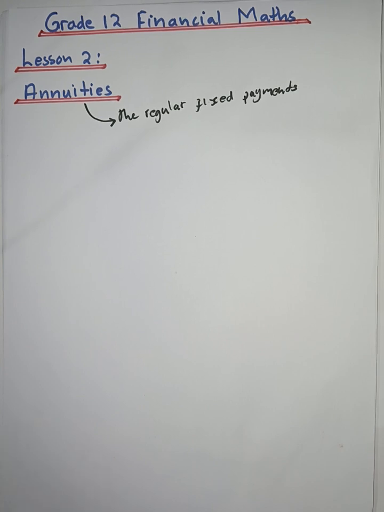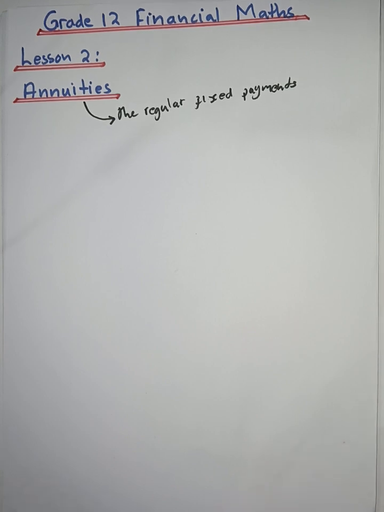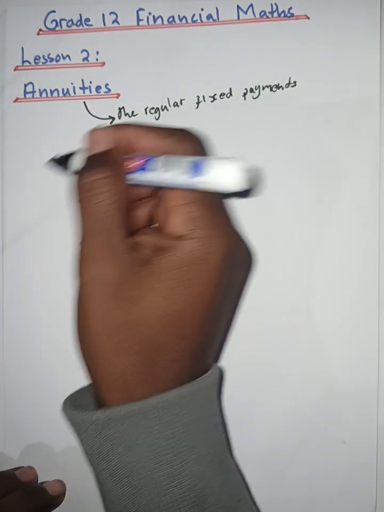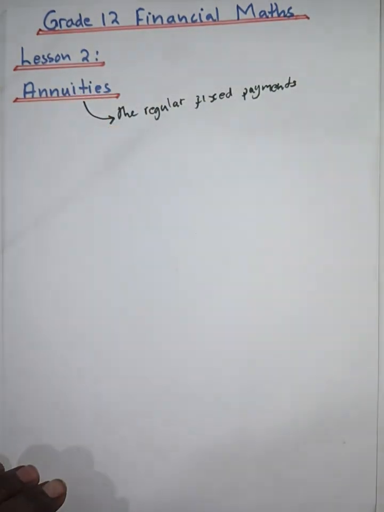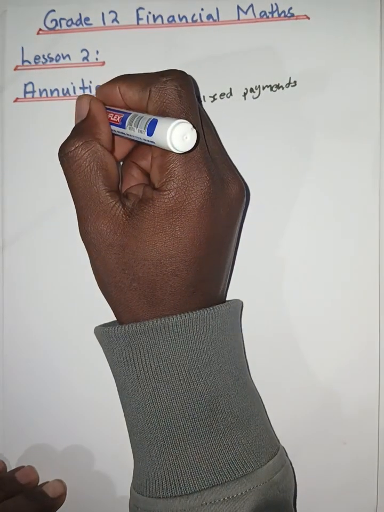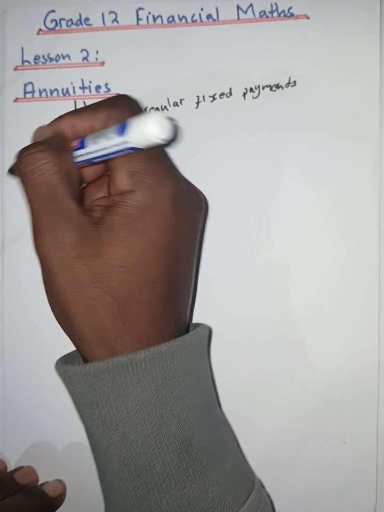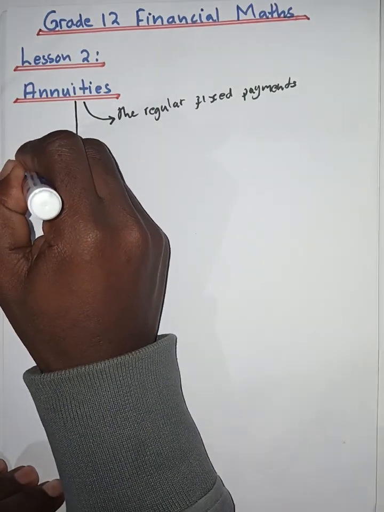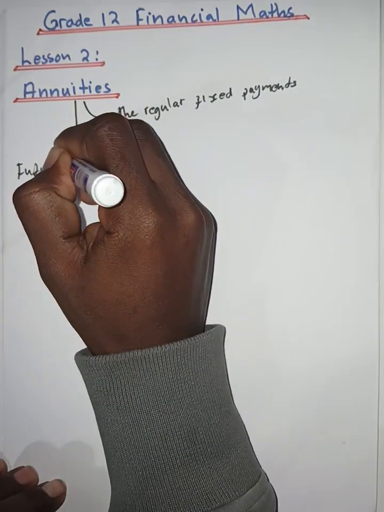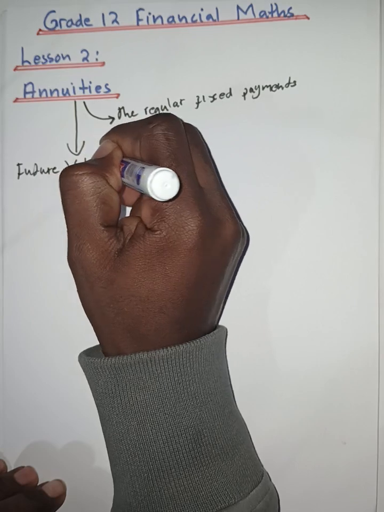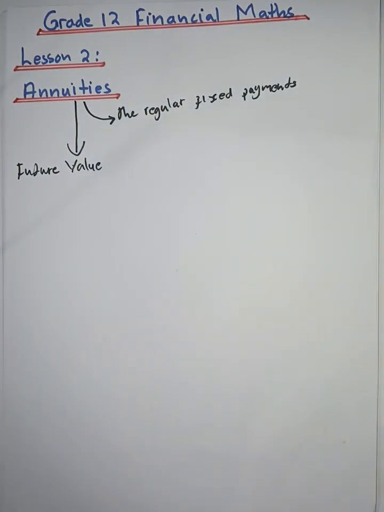In today's lesson, we're going to focus on the future value annuity. We're going to introduce the present value annuity as time progresses. But in this lesson, we're going to do the future value annuity. Now again, what is a future value annuity?